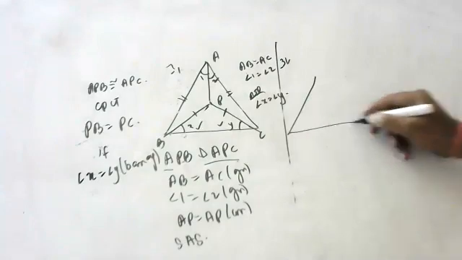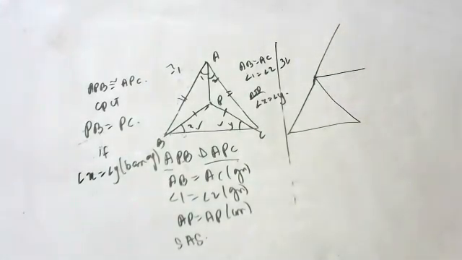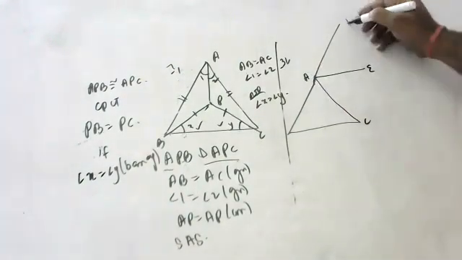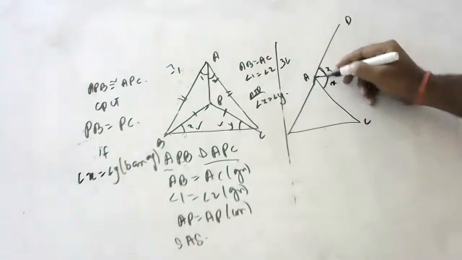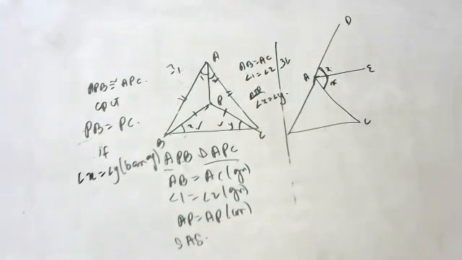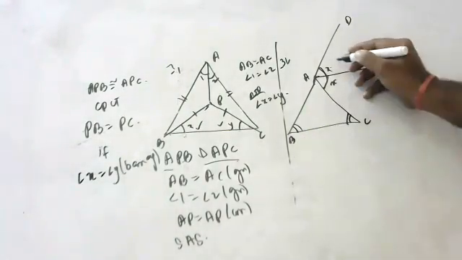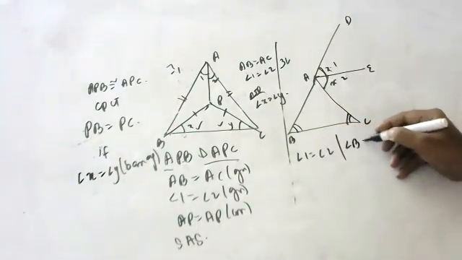This is extended like this. The question is, in the given figure, AE bisects angle EAD. Children, AE bisects EAD means this angle is equal to this angle. AE is bisecting this full angle. Angle 1 is equal to angle 2, given. Angle B is equal to angle C, given.